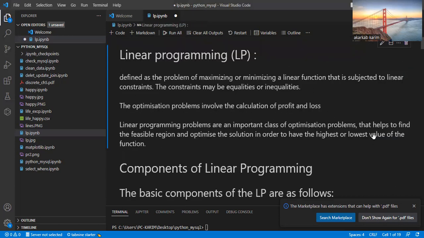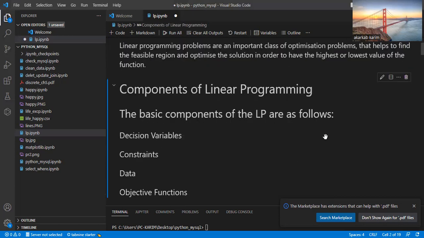Well, here I will show you the basic components of linear programming. So the basic components of LP, or linear programming, are as follows. We have firstly decision variables. Of course, when we try to write our linear functions, we should have some decision variables, because based on decision variables, we can maximize or minimize our function.